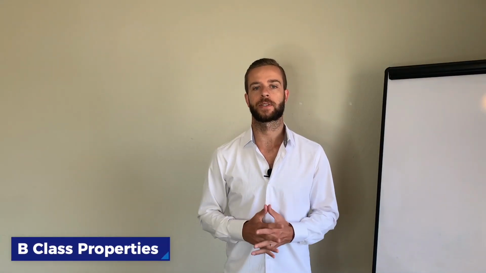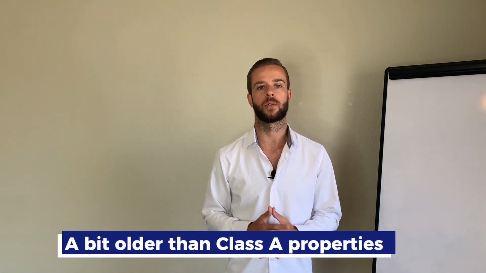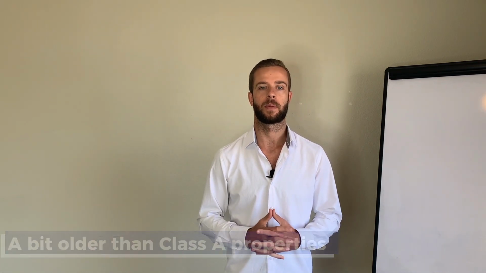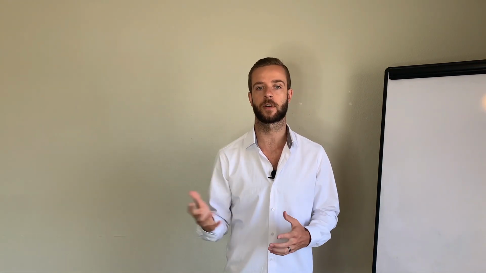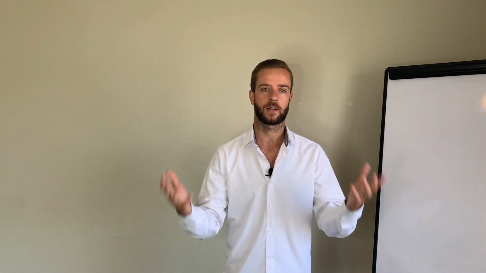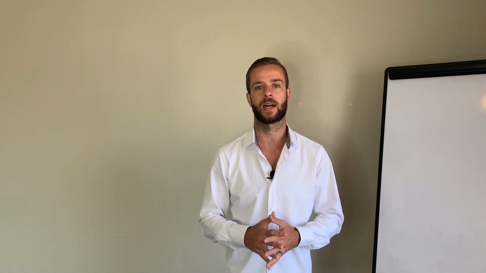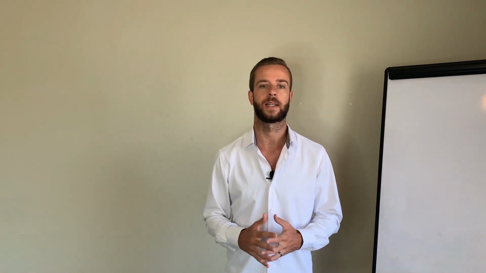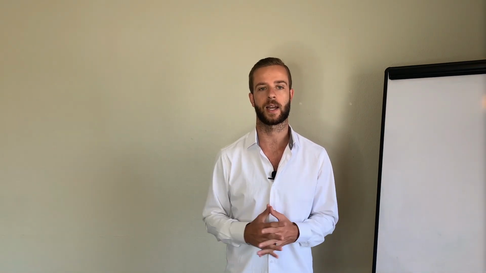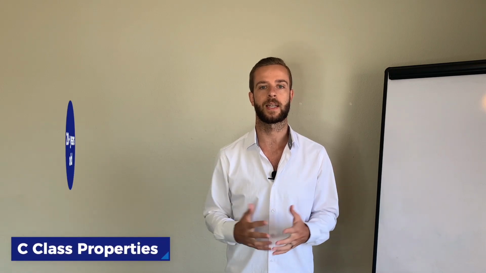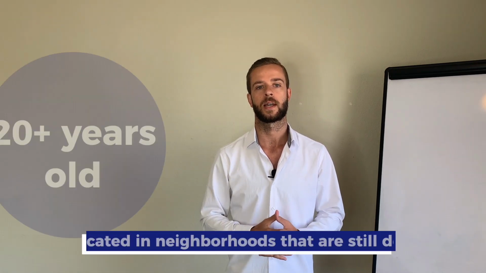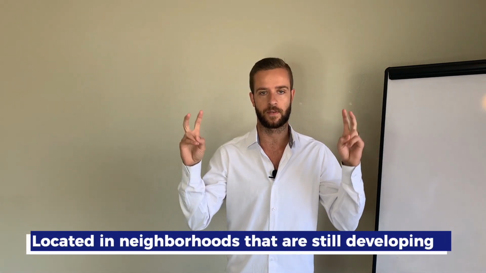B-class properties are still nice, but may be a bit older than Class A properties. B properties tend to have some deferred maintenance, but still can offer great amenities. As you can imagine, B-class properties would not demand as high of a rent as Class A, but are still highly desirable. C-class properties tend to be 20 plus years old and are located in neighborhoods that are still developing.